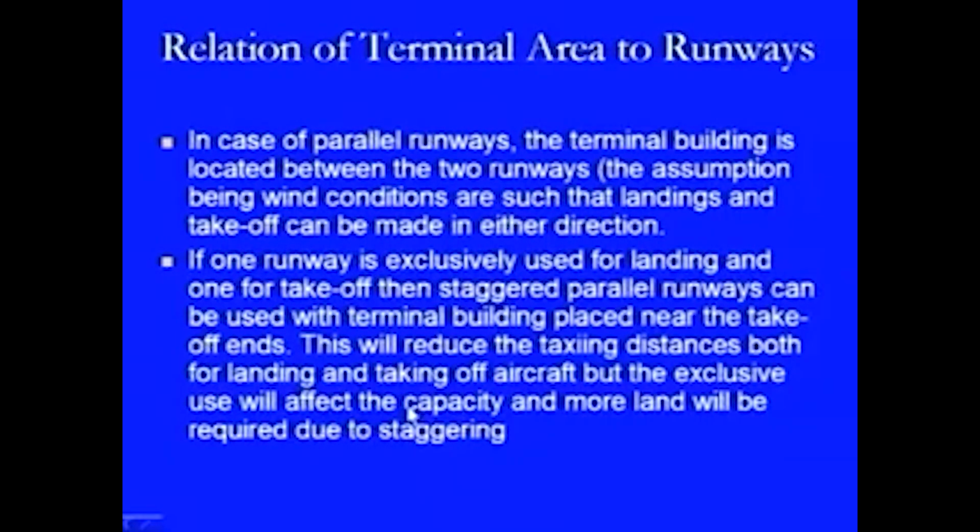Then if one runway is exclusively used for landing and the other is used for takeoff, it is better to go for staggered parallel runways, used with a terminal building placed near the takeoff ends. If it is placed near the takeoff ends, it will take less time to reach the takeoff position, and therefore it is optimizing the operation, because this is a lower speed movement, and this will reduce the taxiing distance for both landing and taking off aircraft. But the exclusive use will affect the capacity, and more land will be required due to the staggering of the runway strips.